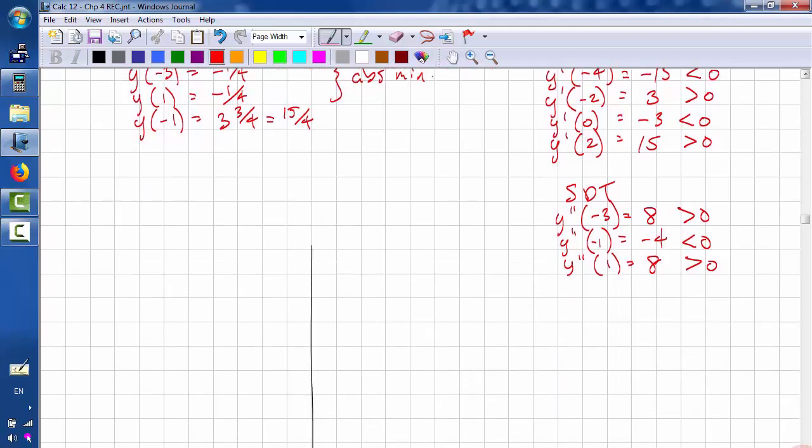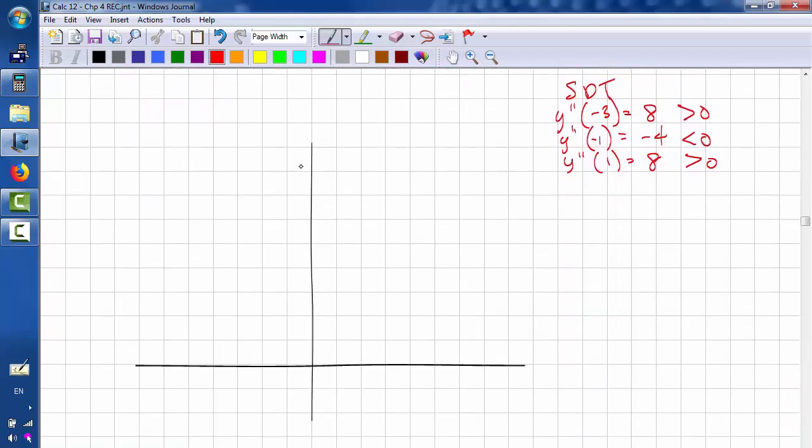Now we can go ahead and plot. We'll start with our minimums and maximums because those are easy values. So we have negative 3 and negative 1/4. We have negative 1, and that's 3 3/4. We have 1, and that's negative 1/4. We have a y-intercept of 2.